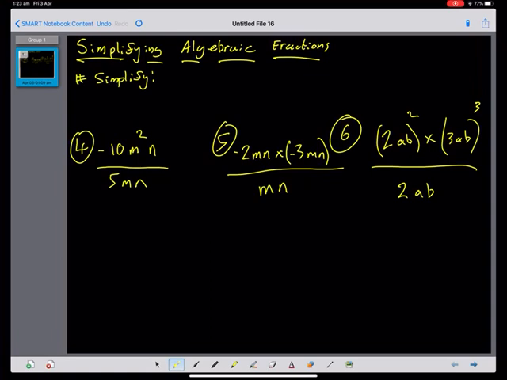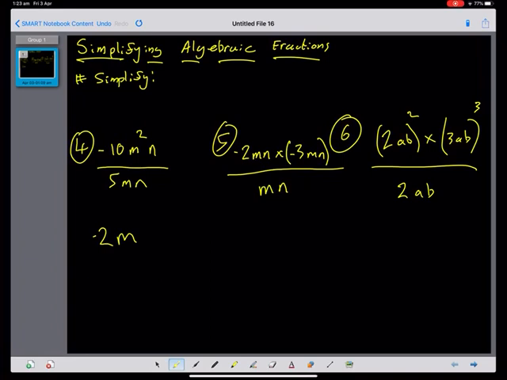Okay, so number 4 was pretty straightforward. Negative 10 divided by 5 is negative 2. And we've got m squared divided by m, which is just m. And we've got n divided by n, which is just 1.